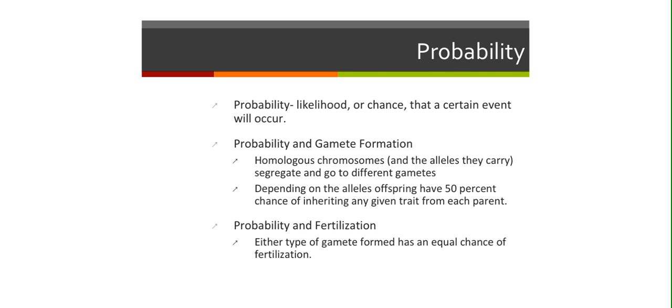Okay, so before we can even get into the huge realm of Punnett squares, we need to talk about an idea known as probability. You've probably heard of this term. Probability is the likelihood or chance that a certain event will occur. So you can think of a coin toss. If you have a quarter, you have a heads and a tails. There's a 50% chance that you'll get heads.